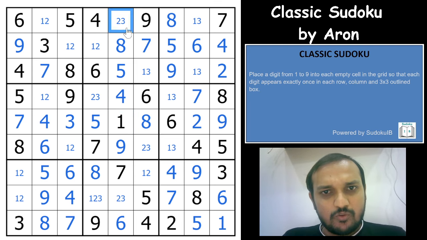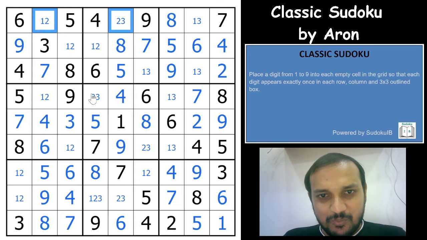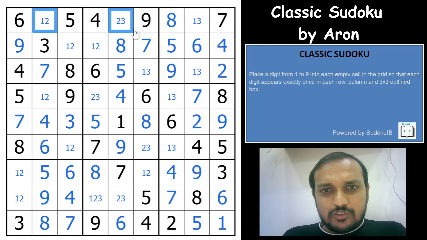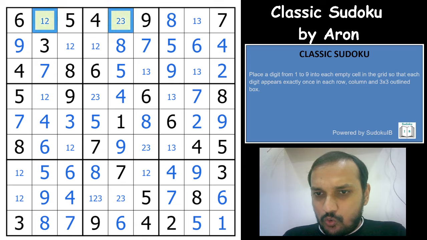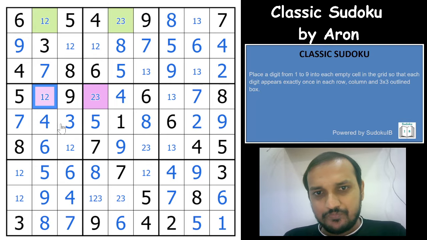I'm just trying to look for a skyscraper. I got a skyscraper for 2. Wow, I got a skyscraper for 2. That's an amazing piece of logic. I don't even remember solving this. But 2 can only be possible in these two cells in row 1. And 2 can only be possible in these two cells in row 4.